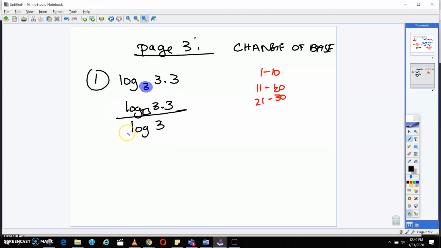So go ahead and plug this into your calculator. What is the button? 1.197. Okay.